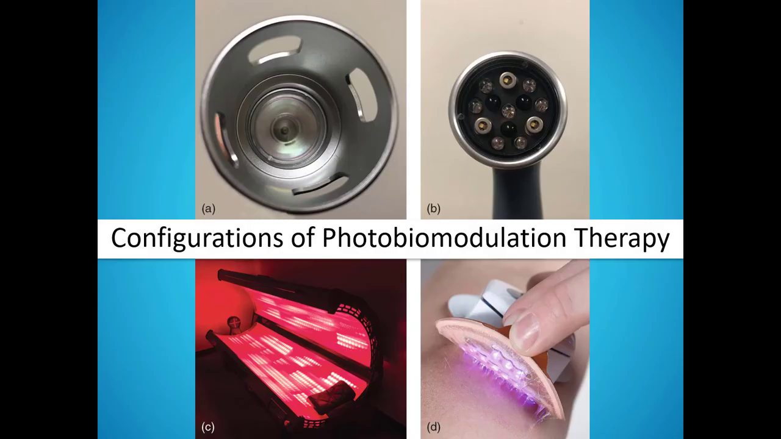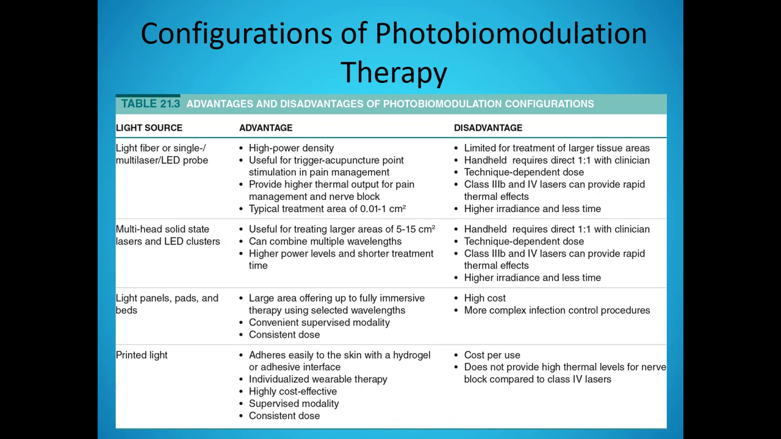Here are some examples of different configurations of photobiomodulation therapy. Figure A is a light fiber or single multi-laser LED probe. Figure B is a multi-head solid-state laser, an LED cluster. Figure C is a light panel, pad, or a light bed. And Figure D is an example of printed light. This table explores the advantages and disadvantages of photobiomodulation configurations, such as an LED probe, LED clusters, light panels, pads, and beds, and the printed light.